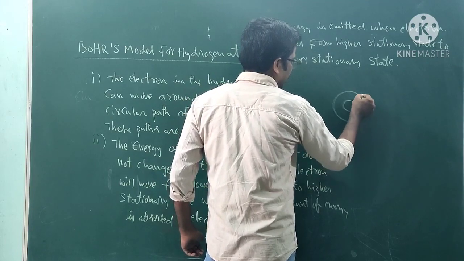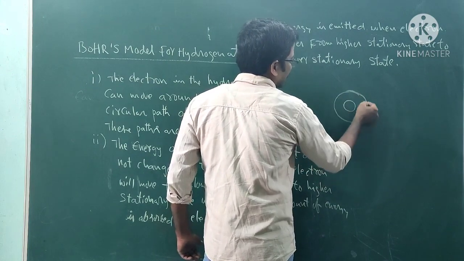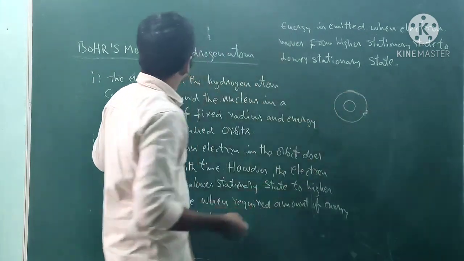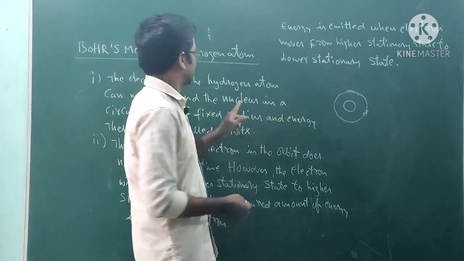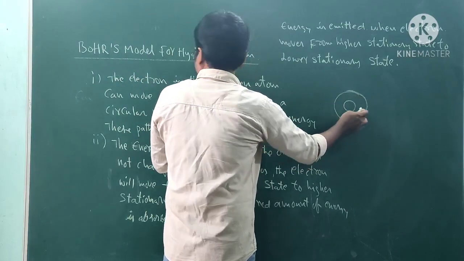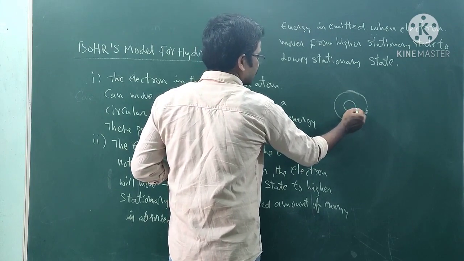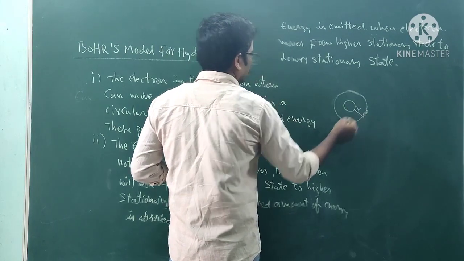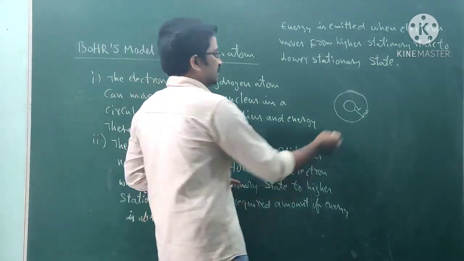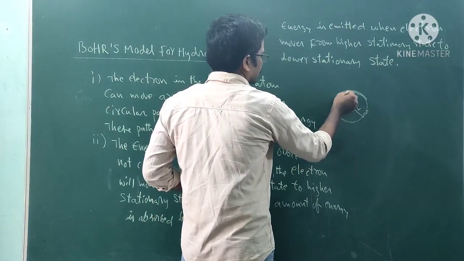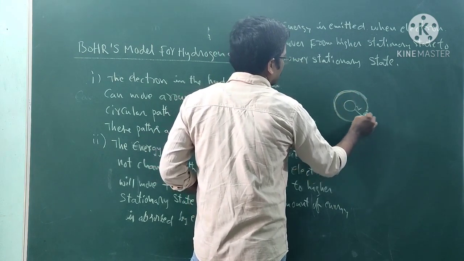This is treated as a hydrogen atom. The electron moves around the nucleus in a circular path. The electron in a hydrogen atom can move around the nucleus in circular paths of fixed radius. It has a radius, the distance between these two is r. Fixed radius and energy. This path is known as a circular path, and this path is known as an orbit.